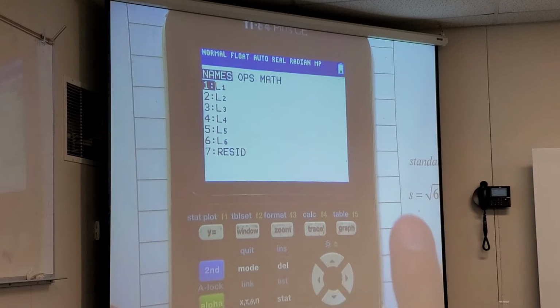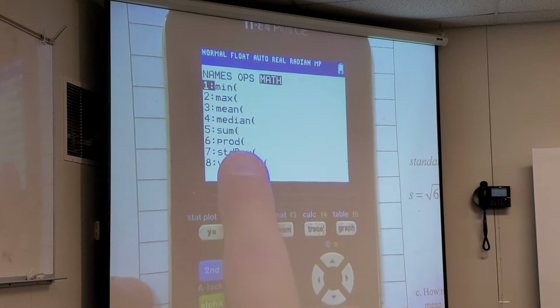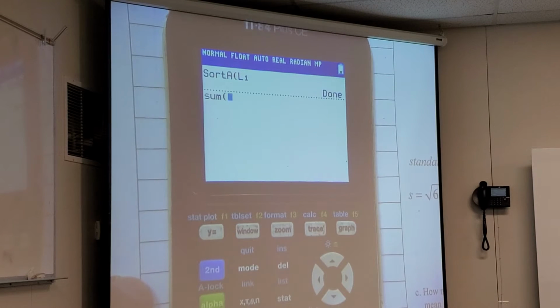So everybody's here with me, whoever wants to play along. Then I want to do math to a list. I want to sum up the list. And here's a little trick. Just hit the number 5. You don't have to scroll down to it. And then I can tell it list 1. Chaboo!